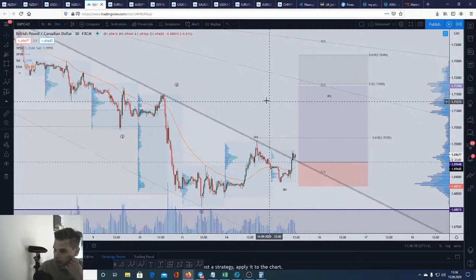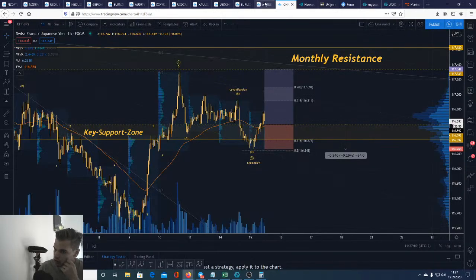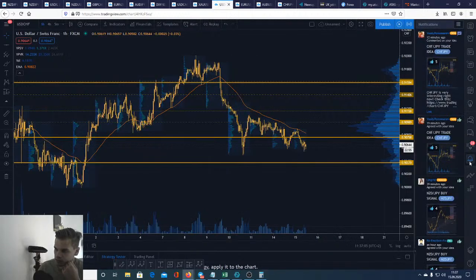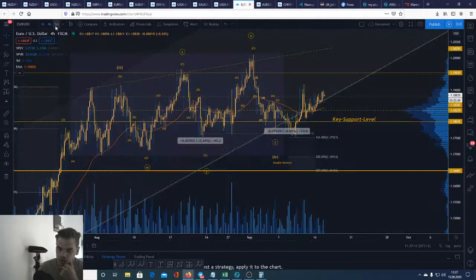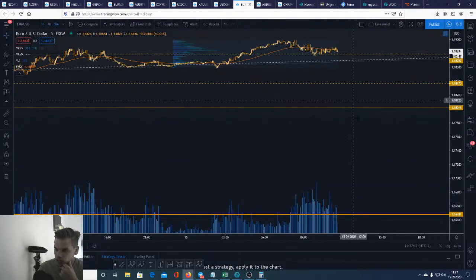GBPCAD would be attractive to buy as well, but we have so many open positions right now that I'm not really motivated to execute more positions.